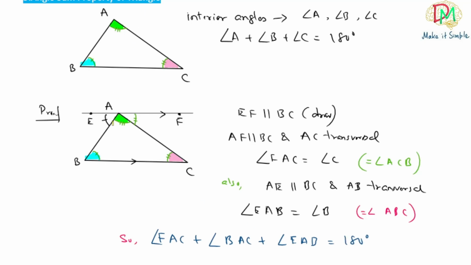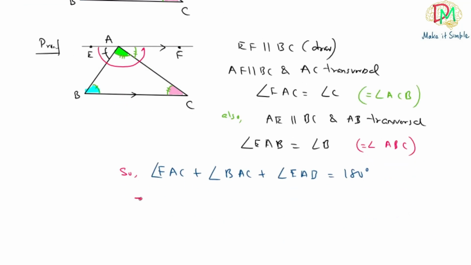Look at this. This entire angle is how much? 180 degrees. So FAC is equal to angle C, BAC is equal to angle A, and EAB is angle B. From 1 and 2, the sum is equal to 180 degrees.